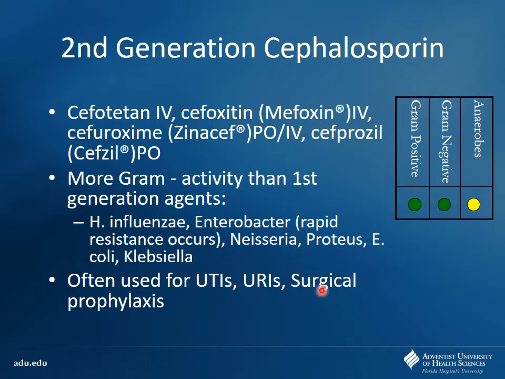And occasionally you might see it used for other things like upper respiratory tract infections or surgical prophylaxis. I would say that out of the entire group of cephalosporins, I see the 2nd generation used the least frequently out of the whole bunch, and we'll see why. The 1st generation is really good for things like surgical prophylaxis, whereas 3rd generation is going to be a lot more broad coverage for lots of different things.